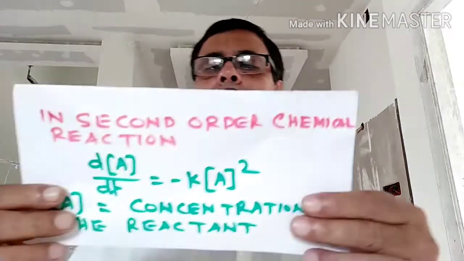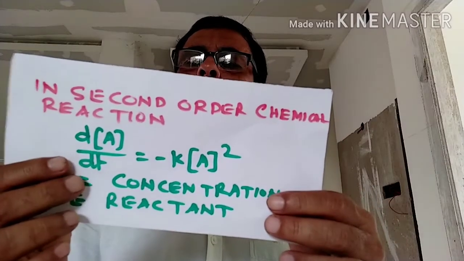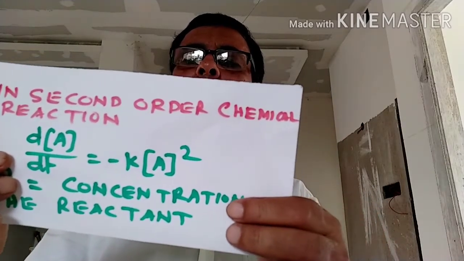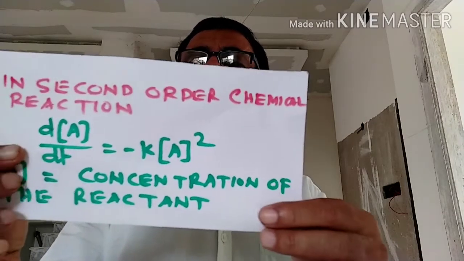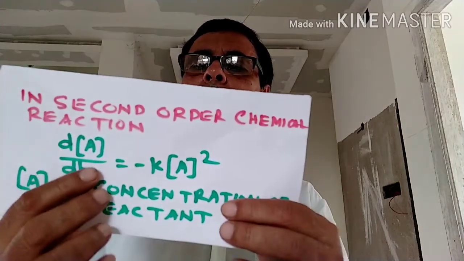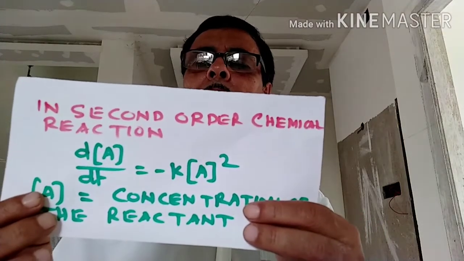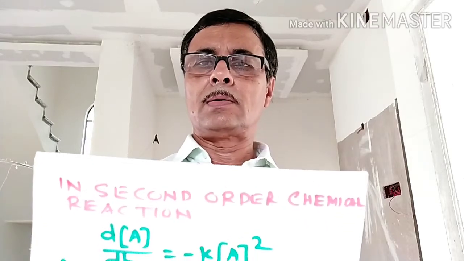For mathematical formulation of chemical reactions, differential equation is indispensable. For example, this is a differential equation which is used in a second order chemical reaction, which is d/dt of concentration of A equal to minus K into concentration of A, where A is the reactant, squared. This is the application of differential equation in chemistry. Also, after solution of this equation, we can determine the exponential decrease of the concentration of the reactant A. This is the application of differential equation in chemistry.